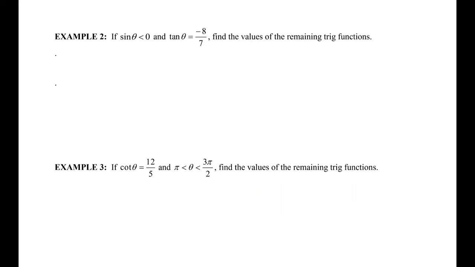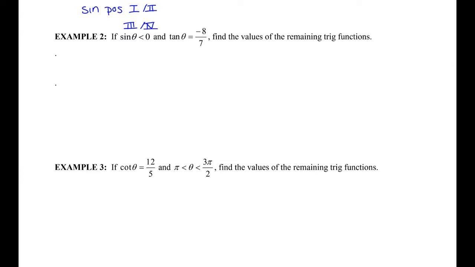We are going to complete example 2 using the same 4 steps that we used on the previous page with example number 1. For example number 2, we are first given that sine of theta is less than 0, which means sine is negative. Our chart on the front only tells us when sine is positive, and we know that sine is positive in quadrant 1 and in quadrant 2. And if it's positive in quadrant 1 and 2, that means it must be negative in quadrant 3 and quadrant 4.